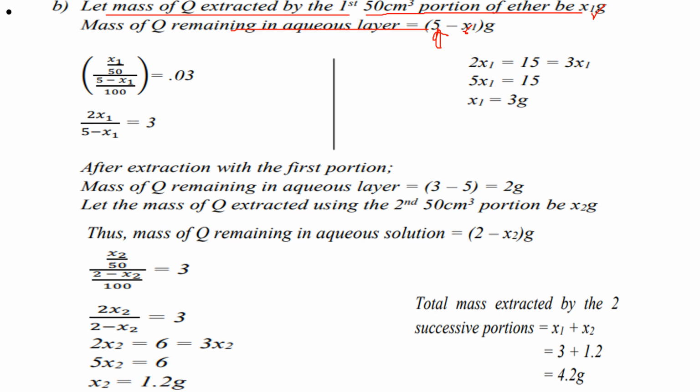Now what do you get here? When you do the math, we said that to get molar concentration of Cu in ether will be the mass that has been extracted in ether, which is x1, divided by the volume of ether to be used, which is 50. And when you divide mass divided by volume, this is the same as molar concentration. So you have to pay attention to that.